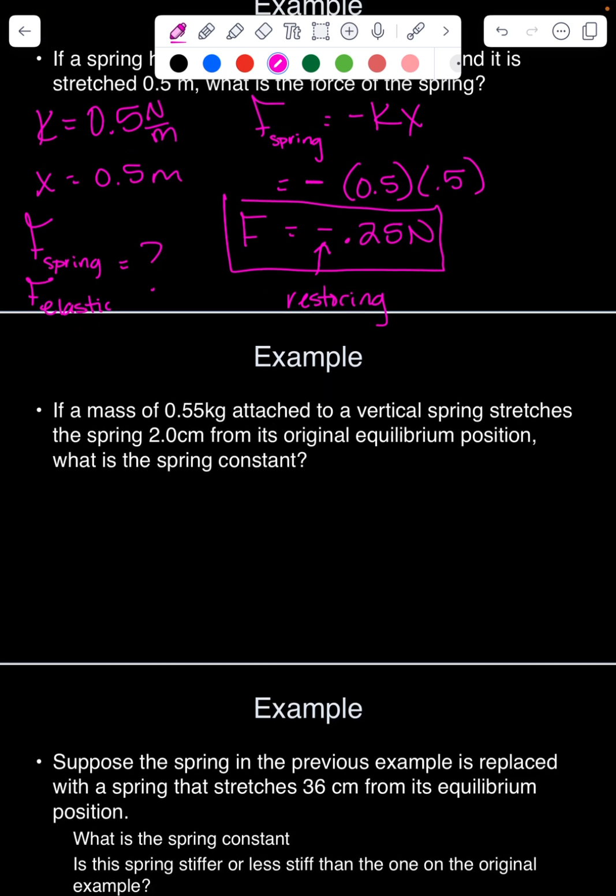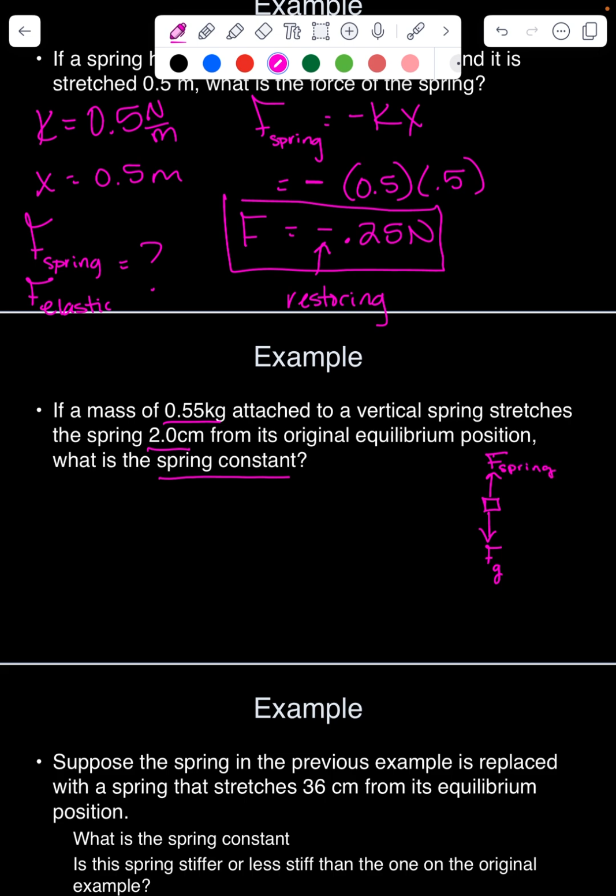Now this second one, we have a mass of 0.55 kilograms attached to a vertical spring, which stretches the spring 2 centimeters from its original resting position. I want to know what the spring constant is. To get an idea of what this looks like, we need to draw a free body diagram. If we have a vertical spring, think about a spring scale, we have our force of gravity pulling that mass down, and then we have our spring force pulling it back up.